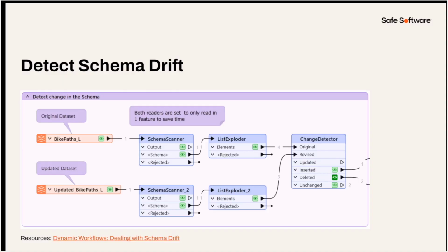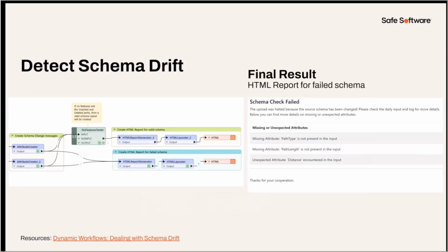A schema is then compared using a change detector. And then finally, this example creates a schema change report. So as you can see on the right side of the screen here, this will provide feedback to a user either through email or an FME Flow app. So for more information on how to use the SchemaScanner to detect schema drift, you can check out the article that is linked at the bottom of the slide here.